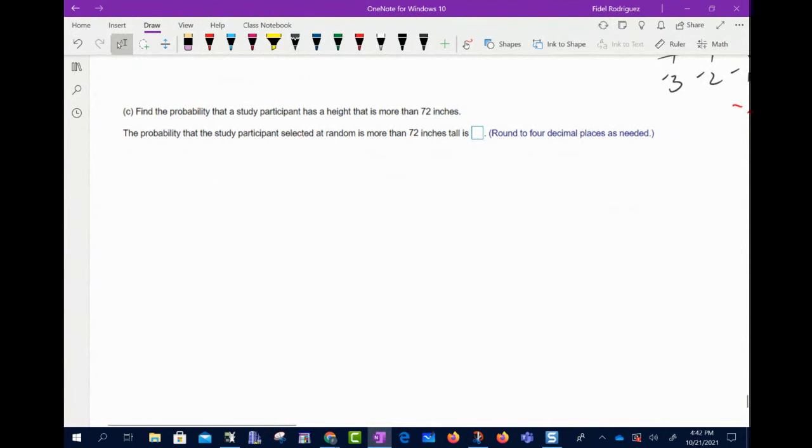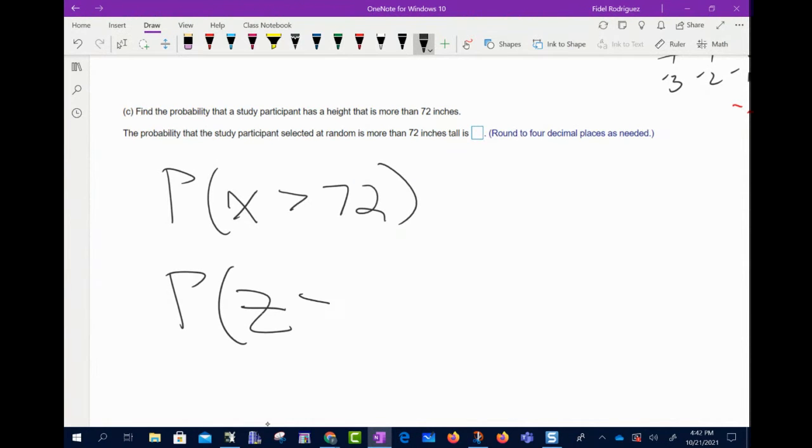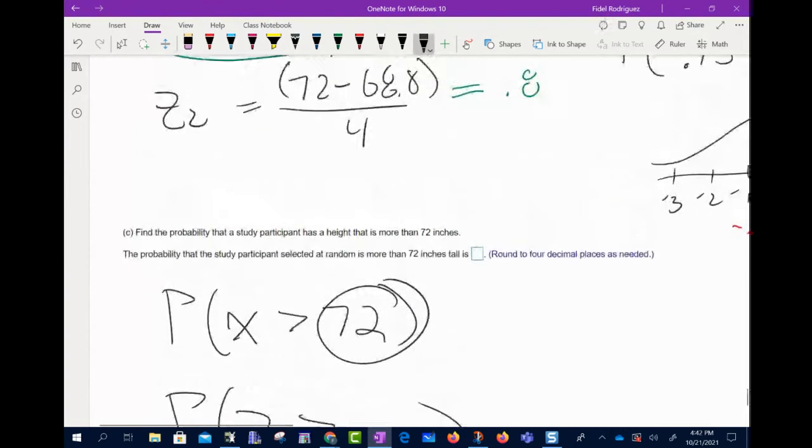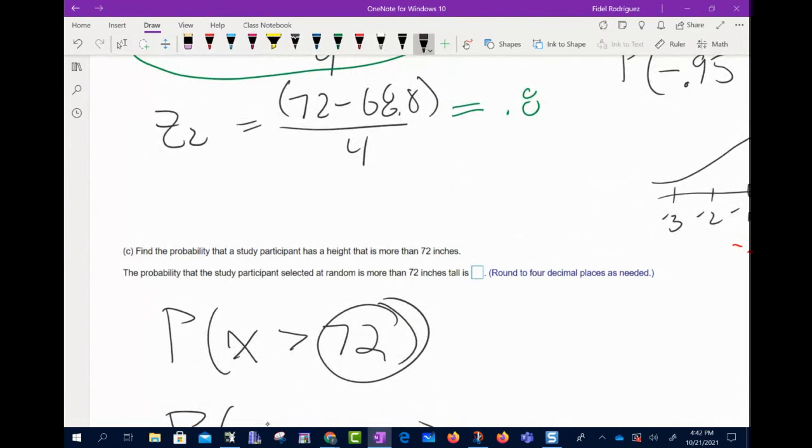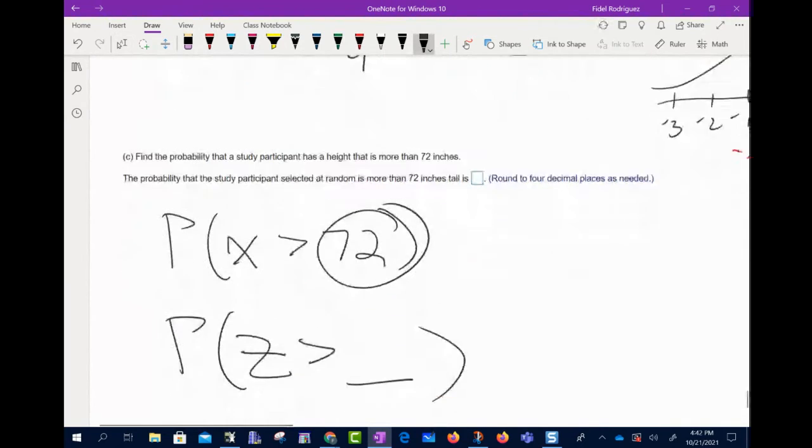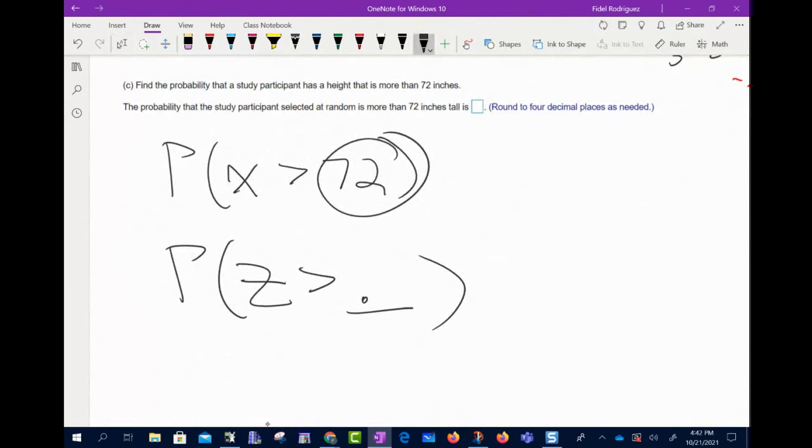All right. So it says, find the probability that a study participant has a height that's more than 72. So remember what we're trying to find here. What's the probability that X is greater than 72? And again, what we want to do is convert that to a z-score. But we just did that in part B, right? We did it right here. Remember, we came up with a positive 0.8. So this number here is a positive 0.8.